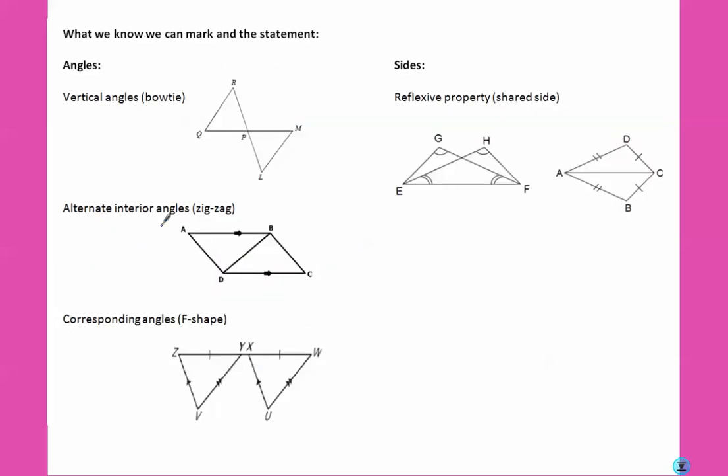Some things that can help us find additional information, especially when we're doing proofs, are things from early units. So vertical angles, think that it looks like a bow tie. These angles here we know are always congruent. Alternate interior angles, if these are parallel, that's what the arrows mean, and we have this line in the middle, then we can say that the angles on opposite sides of that are congruent, or the ones over here would also be congruent.